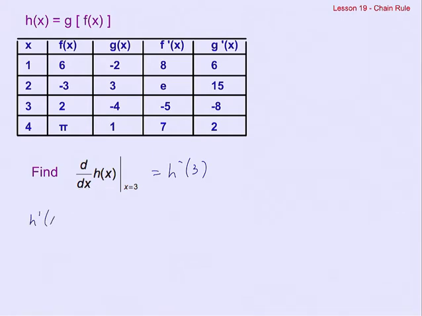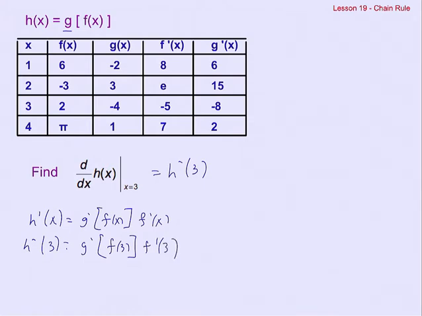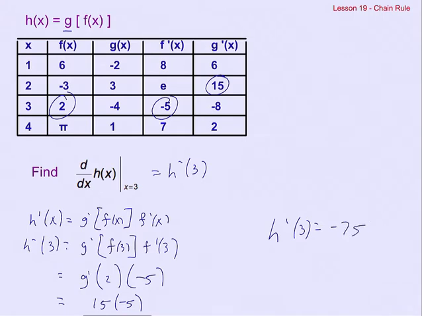Just decode it, translate it, figure out what it means, and work with it. So again, we need to find h prime of x first. Be real careful about the order. This time g is the outside function, evaluated at f of x, times the derivative of that inside function. So now I can find h prime of 3, g prime of f of 3 times f prime of 3, and we can just use the table to fill in whatever values we need. I can't look at the g prime column yet because I don't know what to evaluate it at yet. First, I need to figure out what f of 3 is. Then f prime of 3 is negative 5. Now I can look at my g prime column and say g prime of 2 is 15. And so the whole thing, h prime of 3, is equal to 15 times negative 5, which is negative 75.